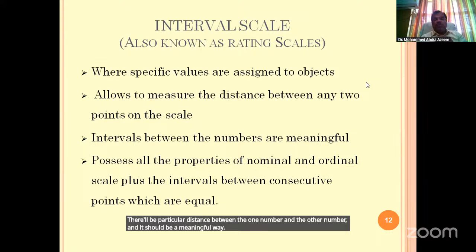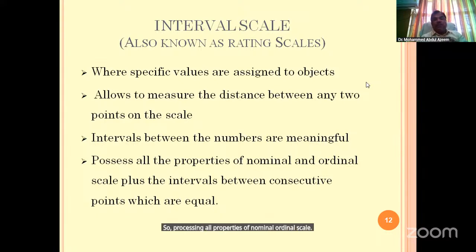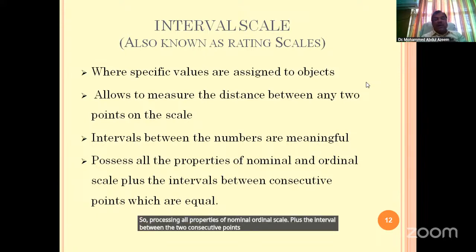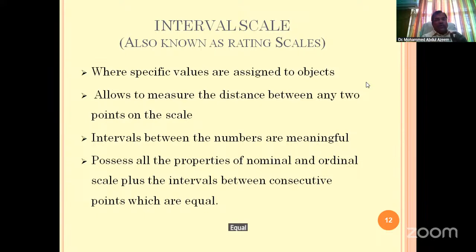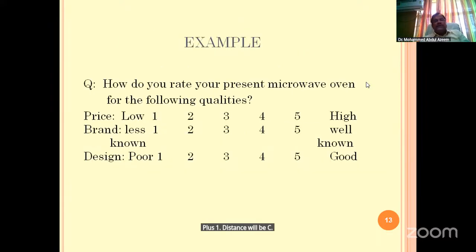So it possesses all properties of the nominal and ordinal scales, plus the interval between two consecutive points is equal. Equal is very important. If you write +1, +2, +3, +4, +5, it is an example of ordinal scale. If I write +2, +1, 0, -1, -2, it is an example of interval scale because of equal distance. We say -1 is equivalent to +1. The distance will be the same.